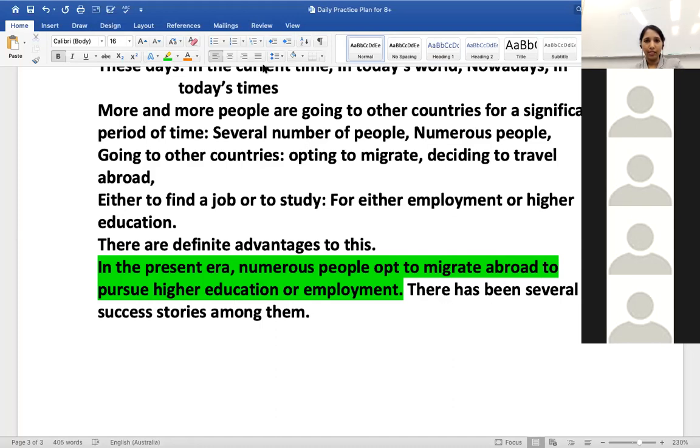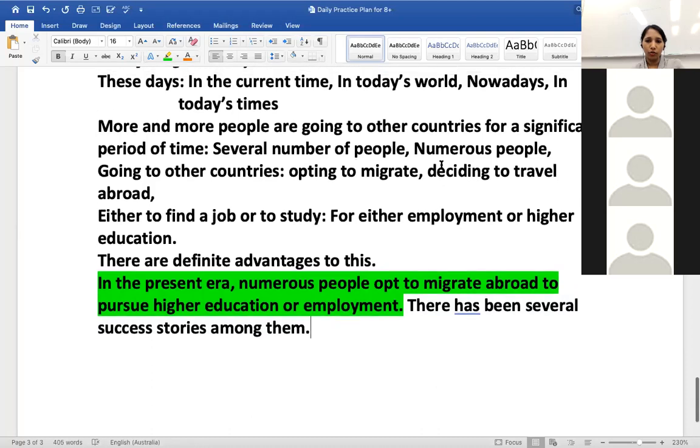We're just doing writing, so I'll talk to you later, soon. Okay? Later and soon mean separate things, but I'll talk to you soon. There has been several success stories among them. This is your supporting statement. Now you answer this question, or you tell there has been, or there have been several success stories among them.